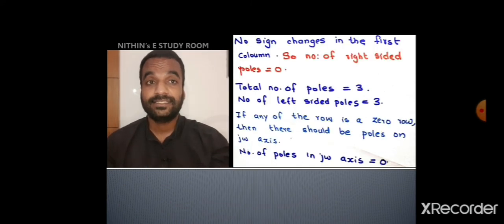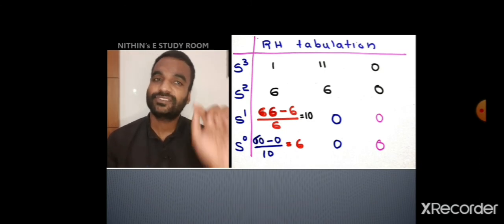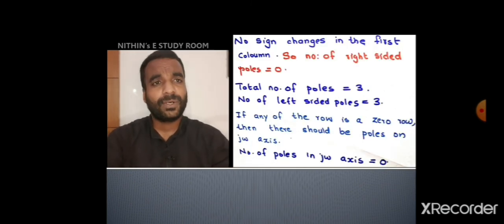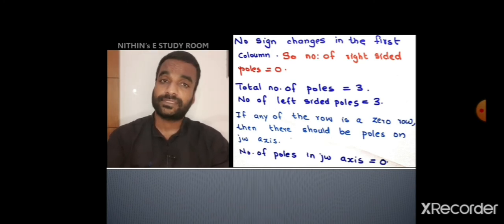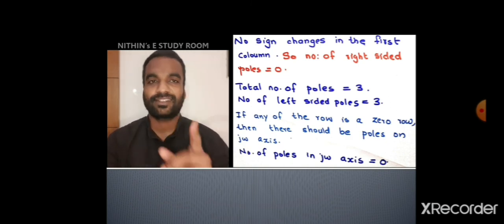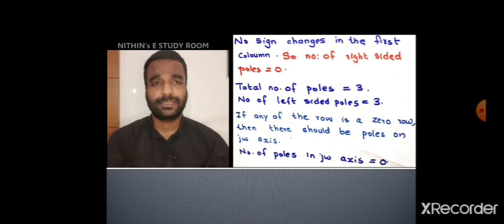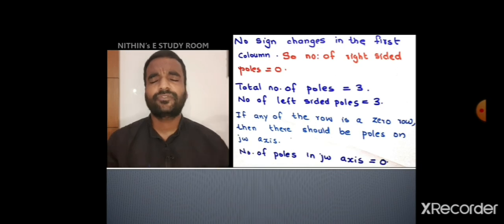Is there any sign change? 1 is positive, 6 is positive, 10 is positive, 6 is positive. No sign change in the first column. So please note: no sign change in the first column means no right side poles. Right side poles is equal to 0. If there is one sign change, there is one right side pole. If there are two sign changes, two right side poles are present. For the time being, we do not have any sign change, so the number of right side poles is 0. So now itself we can say the system is stable.